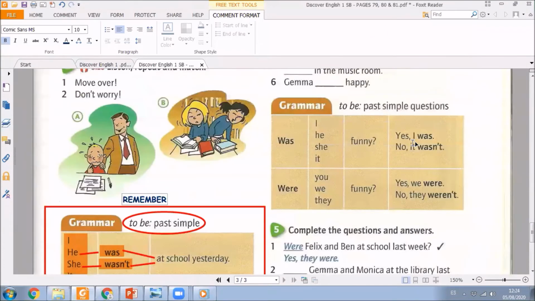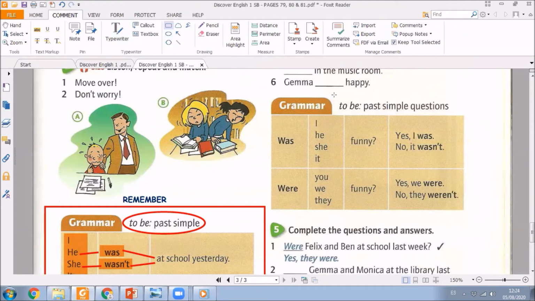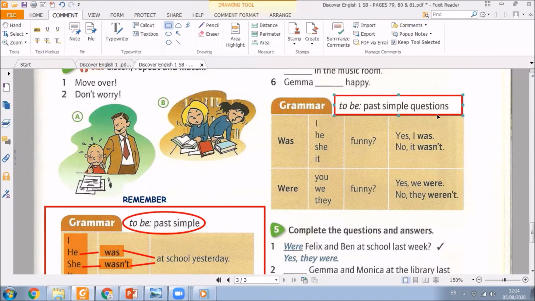Let's see the following box. Here we have to be past simple questions, all right? A la hora de hacer preguntas, como siempre, vamos a ver que tenemos primero que poner el verbo, ¿ok? En este caso, para estos sujetos, ¿sí? Para I, he, she, or it, vamos a utilizar was, all right? For example, was he funny? And the answers could be, yes, I was. No, it wasn't, okay? The important thing to remember here is that you have to write the verb first, okay?